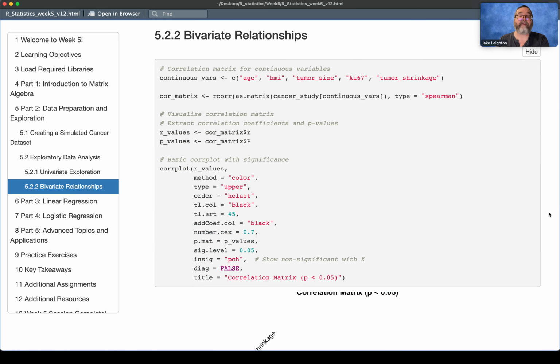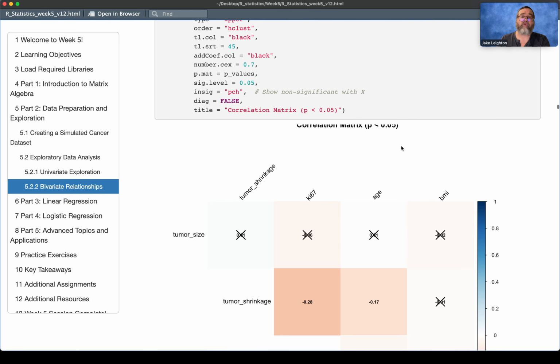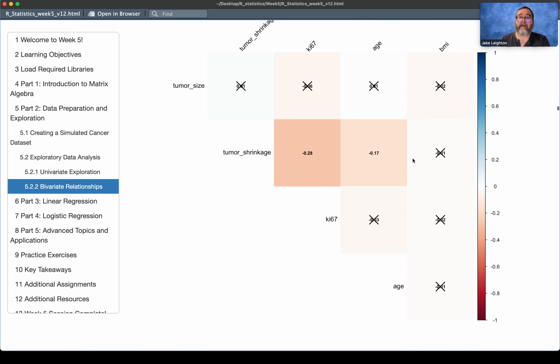What about bivariate relationships for our correlation? Let's just use the Rcorr package, look at the continuous variables, and plot their correlations. If we do that, we see that the only significant ones look like Ki-67 and tumor shrinkage, and age and tumor shrinkage. Those are the only two things that are actually correlated, and they're not all that high. Ki-67 and tumor shrinkage is the highest.